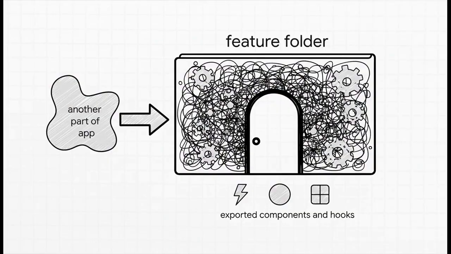And what about that little index.js file? That's the secret sauce. It acts like the front door for the entire feature. It's the public API. It decides what other parts of the app are allowed to see, and it hides all the messy internal details. This keeps your features truly self-contained and your imports super clean.